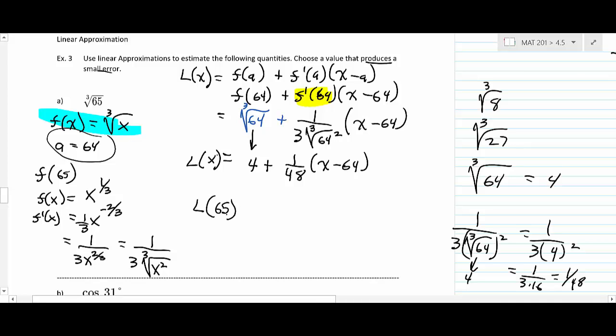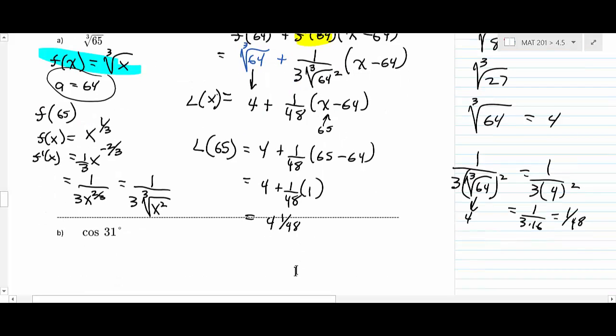L of 65, agreed? Why not just plug it in now? It's easier. Okay, so all we got to do is take this thing right here, and where you see an x, plug in a 65, then we'll have a good answer. So that's going to be 4 plus 1 over 48 times 65 minus 64. So that's going to give 4 plus 1/48 times 1. So the answer is 4 and 1/48.